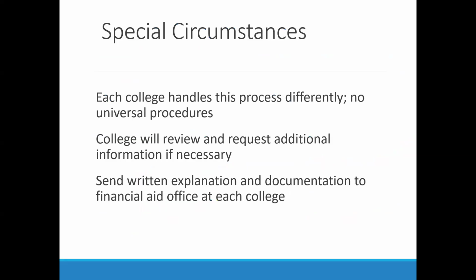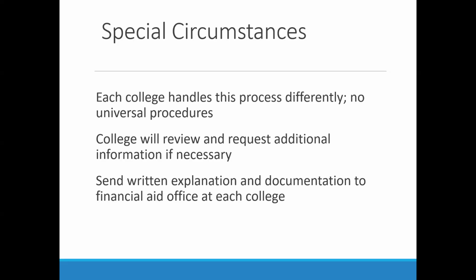So each college handles this process differently. There aren't any universal procedures. And what you'll want to do is if you're in one of these situations, you're going to want to reach out to the financial aid office at each of the schools to see what the next steps are. So what colleges have the ability to do is we can make changes on the FAFSA to help show what the true picture is of what's going on in that family's situation versus what a family is asked to provide on the FAFSA. So we have the ability to make changes that students and families do not.